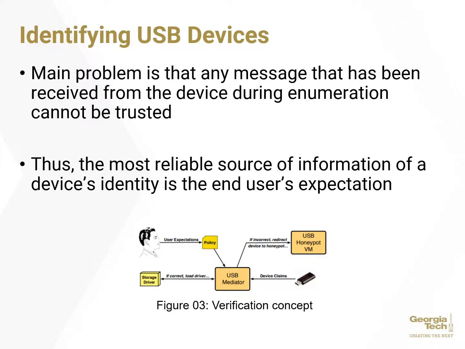So instead, the authors came to a conclusion to use the user to describe the device's functionality during this phase. So the user will be asked, what do they expect the device to do, having them as a verifier for the claims that the device makes during the enumeration phase. This verification concept can easily be viewed in Figure 3. And so when the user finishes describing what the device's functionality is expected to be, the settings are stored in a policy database.